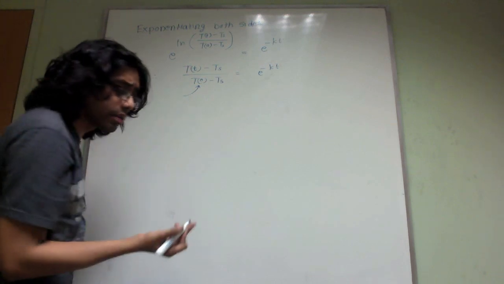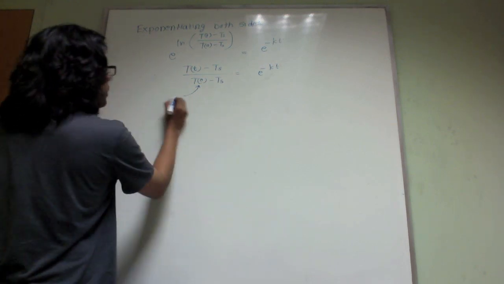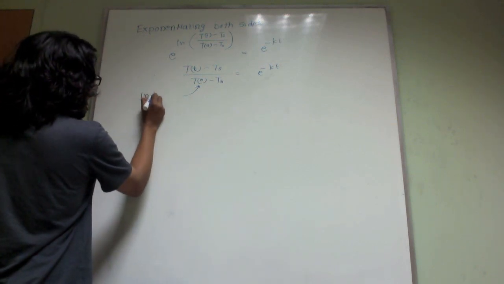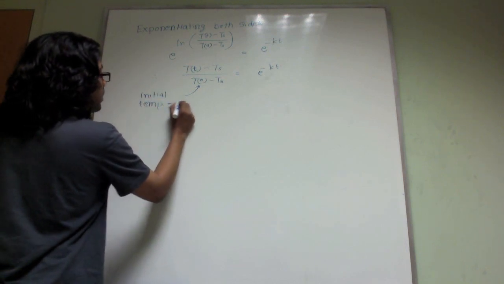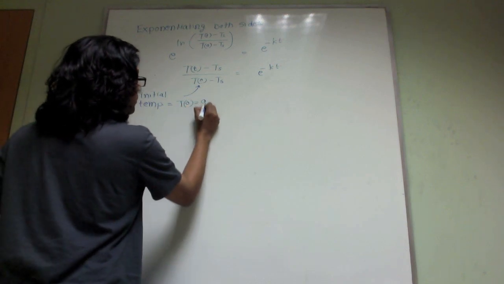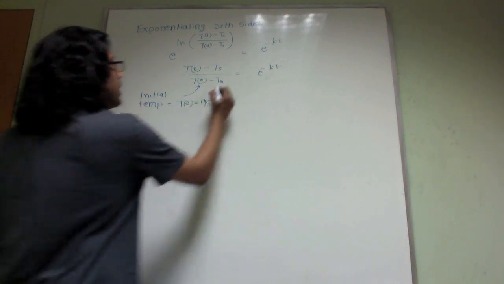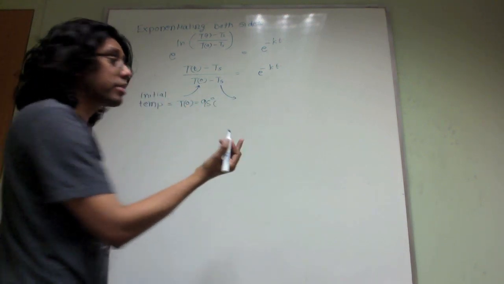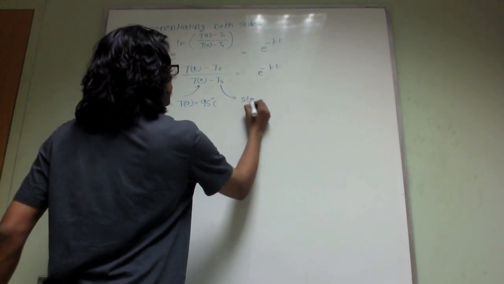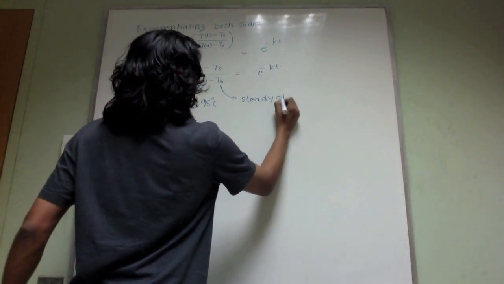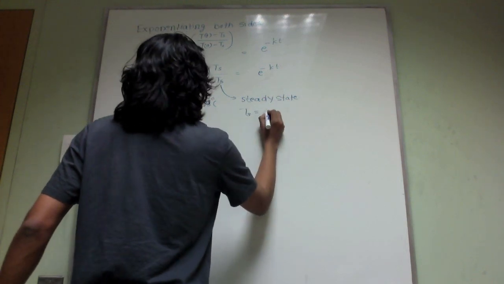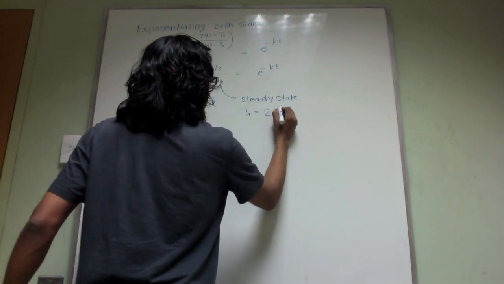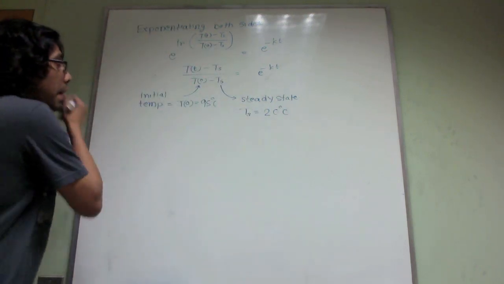And we know what this is. T0 is the initial temperature of the coffee. We know that this initial temperature was 95 degrees Celsius. Ts is the steady state temperature, and we know that the steady state was 20 degrees Celsius. It is the room temperature.